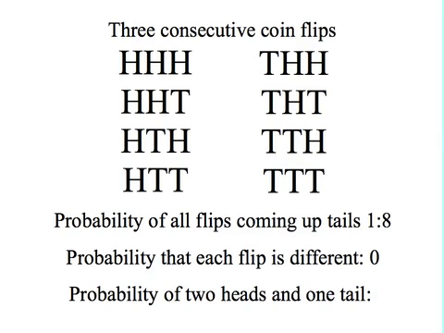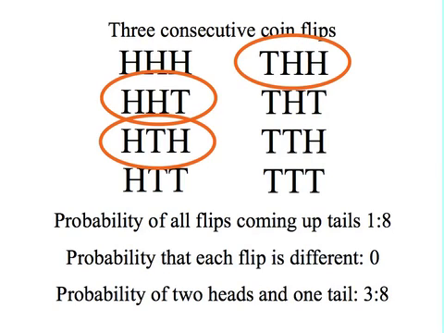And finally, the probability of 2 heads and a tail, we find those. There's 3 of them, all circled. That's 3 out of 8, or 3 to 8.